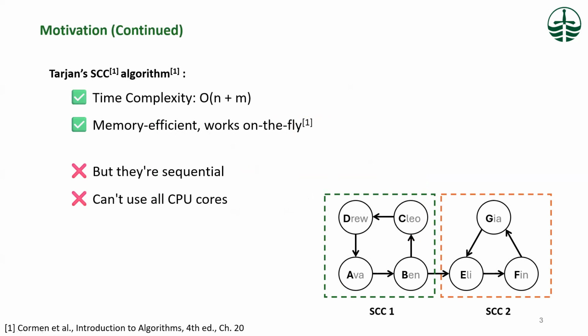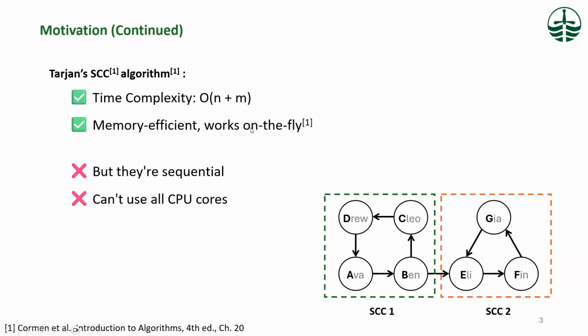Why is the time complexity linear? Because n is the number of nodes, and each node is visited exactly once when we use Tarjan's algorithm. The same thing happens for edges. Each edge is also explored at most once. So it is O(n) for nodes and O(m) for edges, and together it's O(n) plus m.